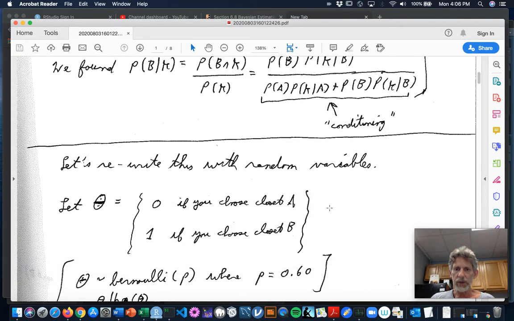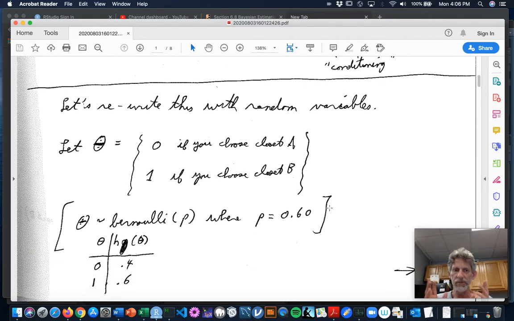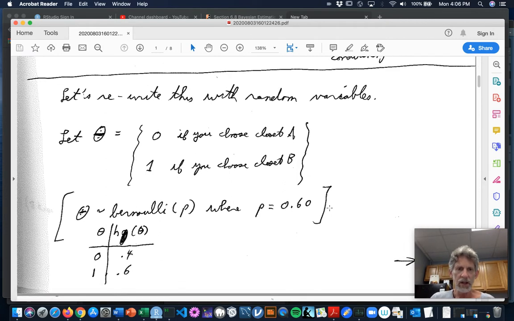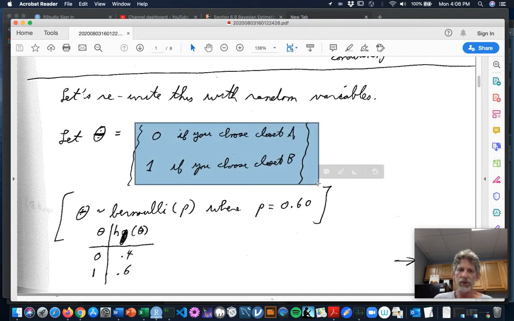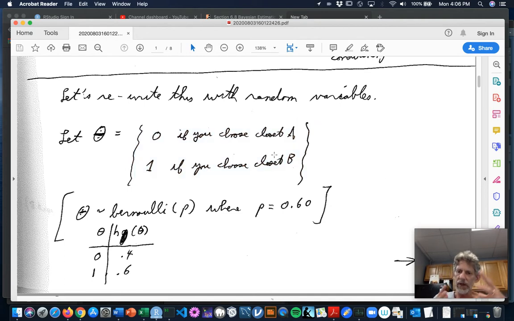Well, anyway, let's rewrite this scenario using random variables and introducing some terminology that the book is going to use. Okay, so let capital theta, I'm trying to draw a capital Greek letter theta there, be a random variable that is 0 if you choose closet A and 1 if you choose closet B. So it's a random variable that encapsulates the first part of this two-part process of getting some pants. The first part is picking the closet. The second part is picking pants from the chosen closet. How about that first part?